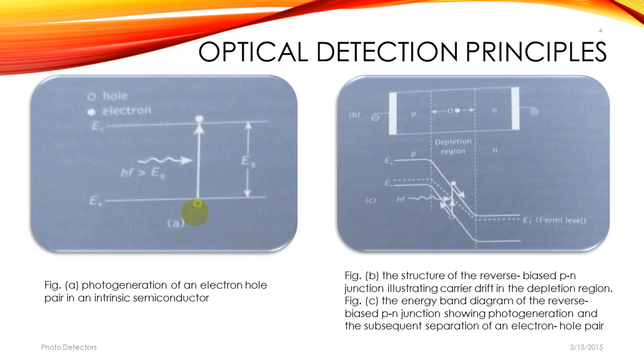This is known as the photogeneration of an electron-hole pair. As shown in figure B, carrier pairs so generated near the junction are separated and drifted under the influence of the electric field to produce a displacement current in the external circuit, in excess of any reverse leakage current. And in figure C, photogeneration and the separation of a carrier pair in the depletion region of this reverse-biased PN junction is illustrated.